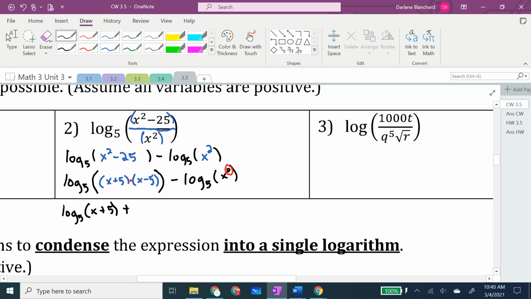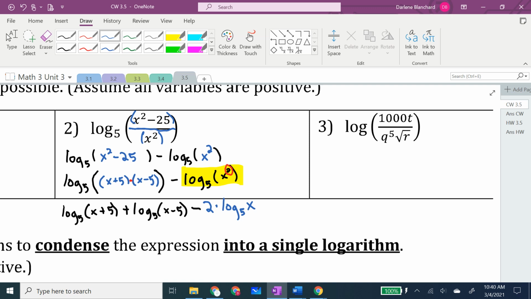Multiplication expands to a sum of two separate logarithms. And then for this last logarithm, I use the new rule, and that exponent 2 is now going to be outside, multiplying the logarithm. You don't need the multiplication dot, but I'm putting it there to make sure you're clear that that is the operation there.